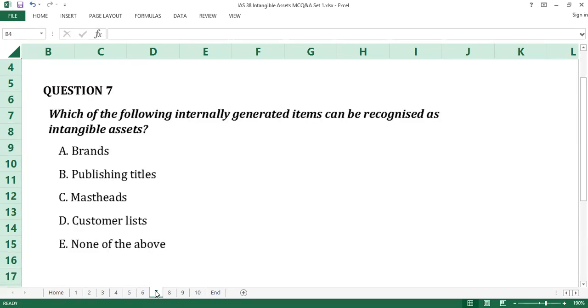Question number 7. Which of the following internally generated items can be recognized as intangible assets? A. Brands. B. Publishing titles. C. Mastheads. D. Customer lists. E. None of the above. Time counts. Ten seconds gone. Twenty seconds gone. Time up.